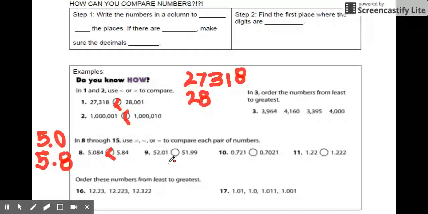52 and 51, if you were to write those out like we did over here and up here, the 2 is greater than that 1. Try numbers 10 and 11 on your own. You might need to pause the video.